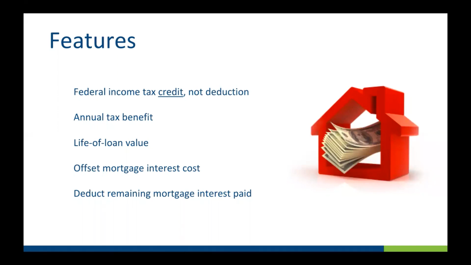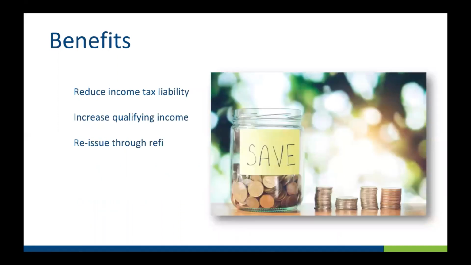So there's life of loan value in these mortgage credit certificates as well. Let me explain that. This is a benefit that is available every year when they file their federal income taxes for the life of that first mortgage, and sometimes through a refinance as well. So that means of all the interest that they pay, some portion of it can be claimed as a tax credit, but then they can still deduct the remaining mortgage interest that was not claimed as a tax credit. I'll give you an example of that in just a moment, but basically the benefit of a mortgage credit certificate is that it reduces their income tax liability every year and increases their qualifying income in some cases.